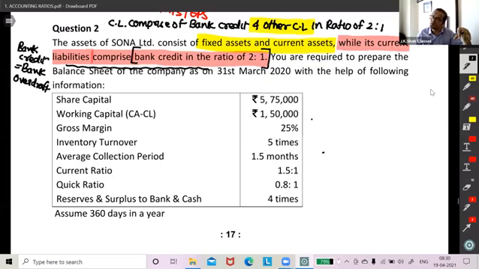It comprises bank credit in the ratio of 2:1. Means what? Bank credit is two parts, bank overdraft is two parts. Now, if bank overdraft is two parts, what has to be the other thing? We will say other current liabilities. So purposely they have not disclosed this part, other current liabilities. But we need to get the meaning that way. So have you all understood this? Okay, thanks.